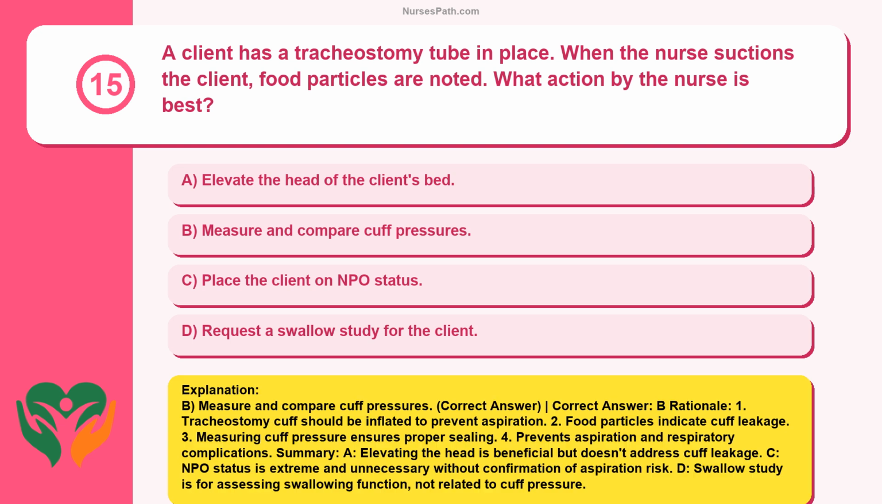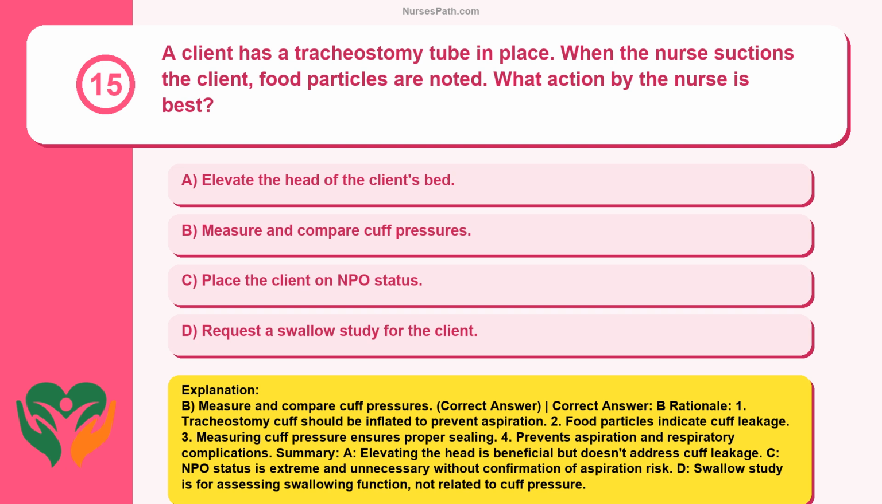B. Measure and compare cuff pressures. Correct answer. B. Rationale. 1. Tracheostomy cuff should be inflated to prevent aspiration. 2. Food particles indicate cuff leakage. 3. Measuring cuff pressure ensures proper sealing. 4. Prevents aspiration and respiratory complications.